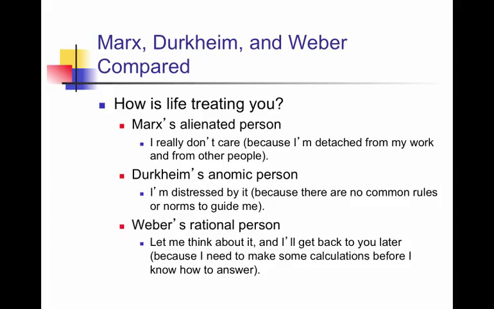So when you compare the three that I just mentioned, here are some attitudes that people might have based on different observations. For example, under Marx, the alienated person: I really don't care because I'm detached from my work and from other people. With Durkheim, the anomic person: I'm distressed by it because there are no common rules or norms to guide me. I feel disconnected. Okay? And the last is Weber's rational person: let me think about it and I'll get back to you later because I need to make some calculations before I know how to answer.